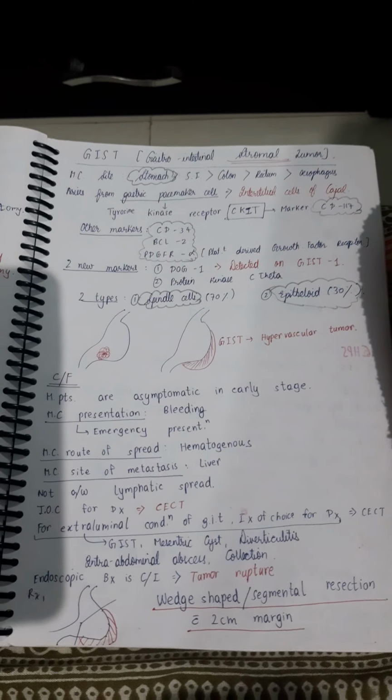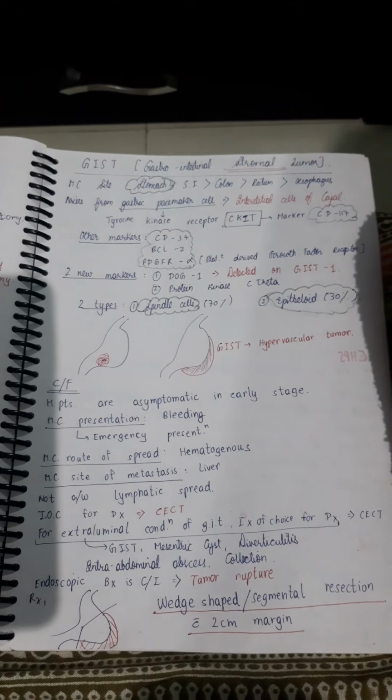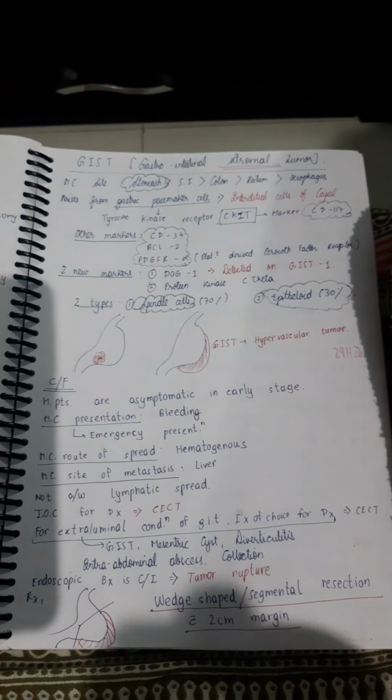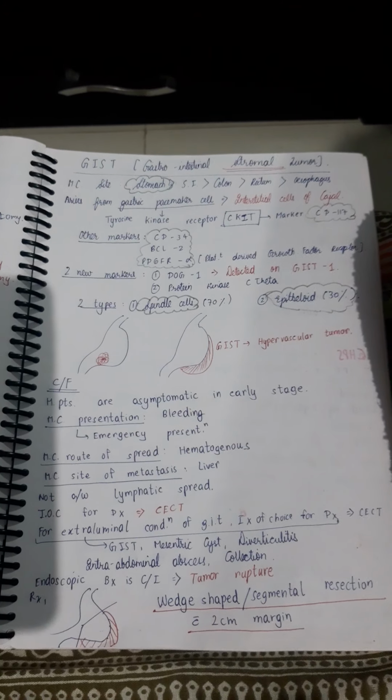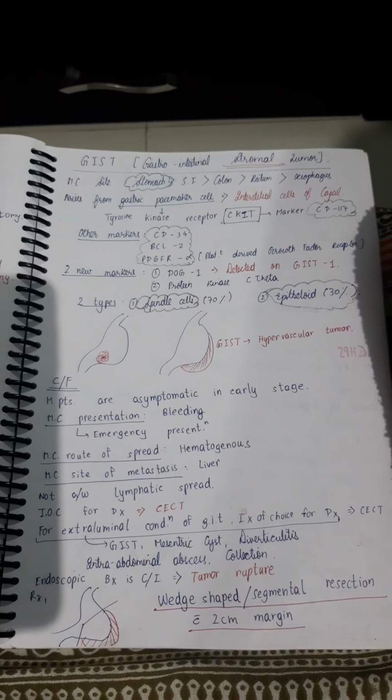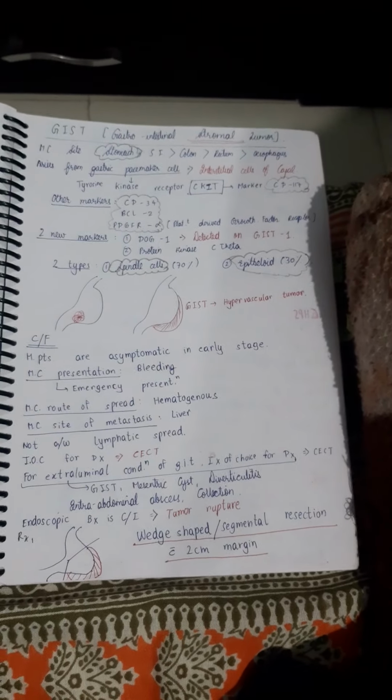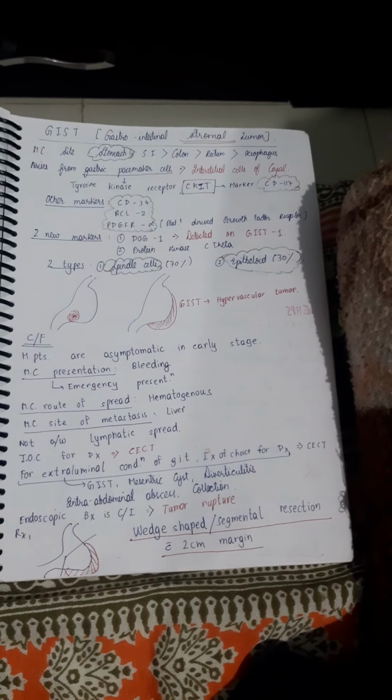Endoscopic biopsy is contraindicated because, as we know, this is a vascular tumor, hypervascular tumor. So the tumor can rupture and it can cause bleeding. Treatment is a wedge-shaped segmental resection with 2 cm margin.